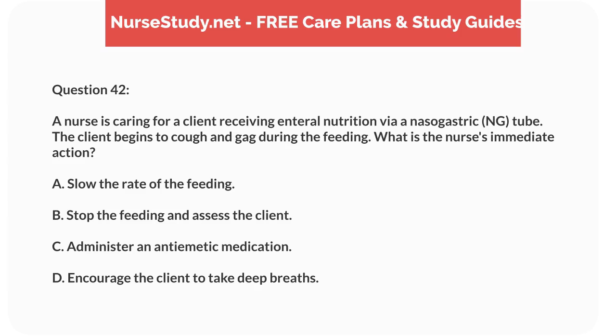Question 42. A nurse is caring for a client receiving enteral nutrition via a nasogastric (NG) tube. The client begins to cough and gag during the feeding. What is the nurse's immediate action? A. Slow the rate of the feeding. B. Stop the feeding and assess the client. C. Administer an antiemetic medication. D. Encourage the client to take deep breaths.